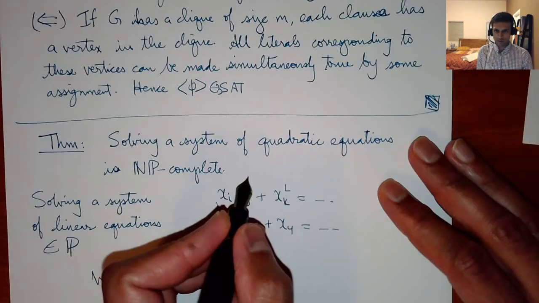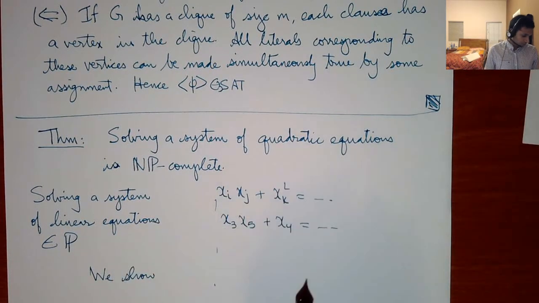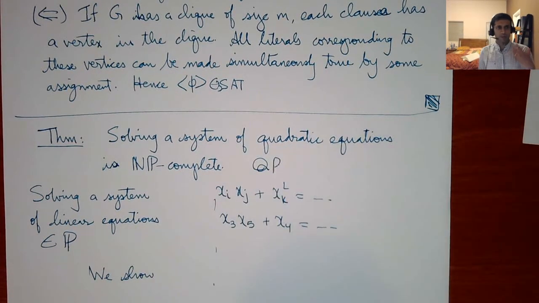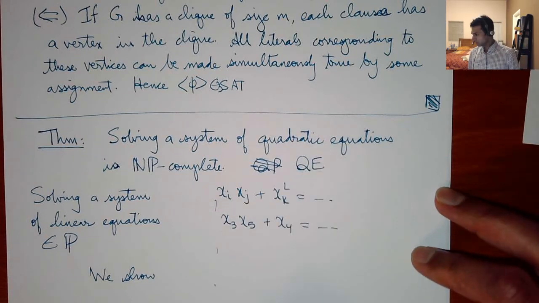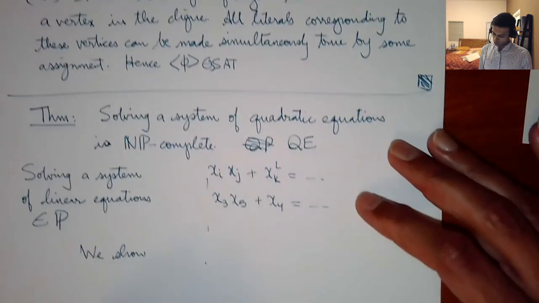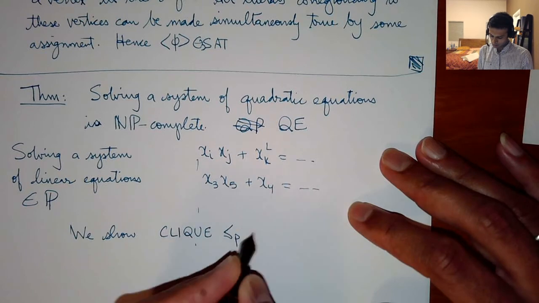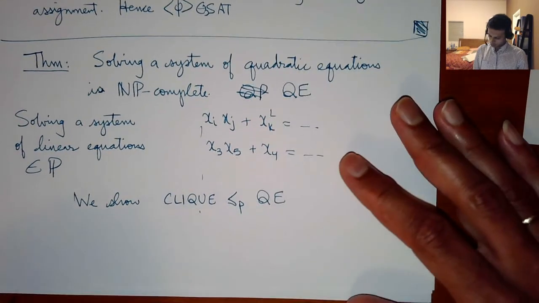So I'm going to refer to this language as quadratic programming, although quadratic programming does more than just this. So maybe let me call it QE, quadratic equations. That's the language, right? It's the language of satisfiable quadratic equations. And so what we're going to show is that Clique can be polynomial-time reduced to QE, and this is going to be a fairly simple reduction.